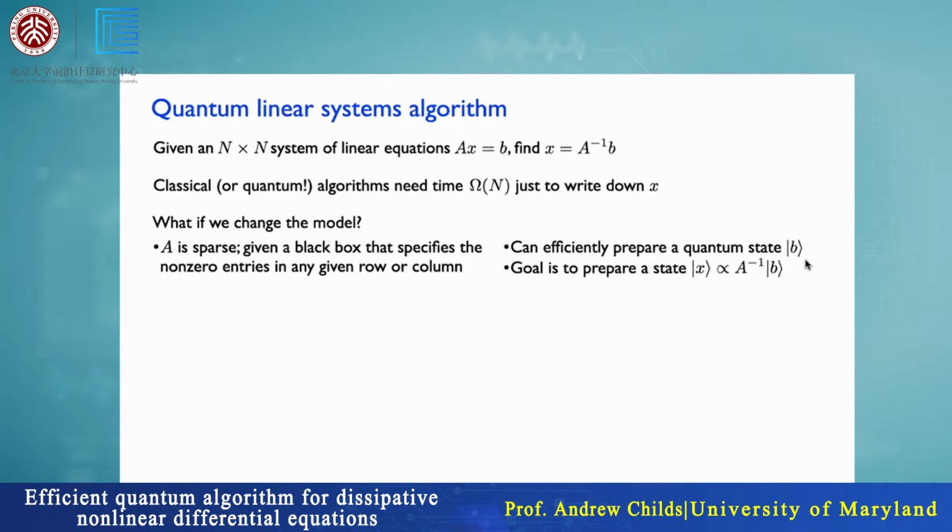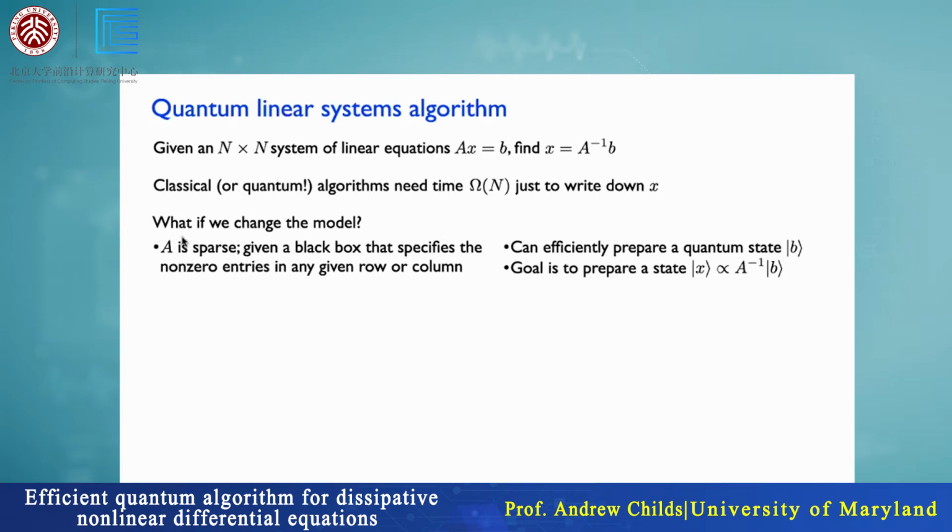We're going to imagine that our goal is to produce a state ket X that's proportional to A inverse B. So it's the normalized state proportional to A inverse B. And to be able to do that efficiently, we're going to have to make some other assumptions. We're going to assume also that we can prepare a quantum state ket B that's proportional to the right-hand side B of this system of equations. So we're going to prepare that as a quantum state in the memory of our quantum computer.